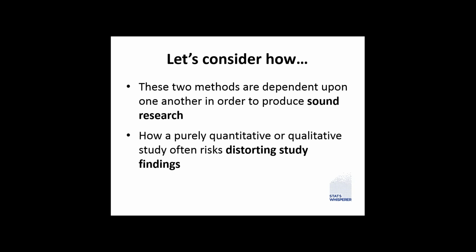So the question is, how does a purely quantitative and purely qualitative study risk distorted findings, right? Distorted findings mean findings that don't really reflect what's happening with our sample and the population.